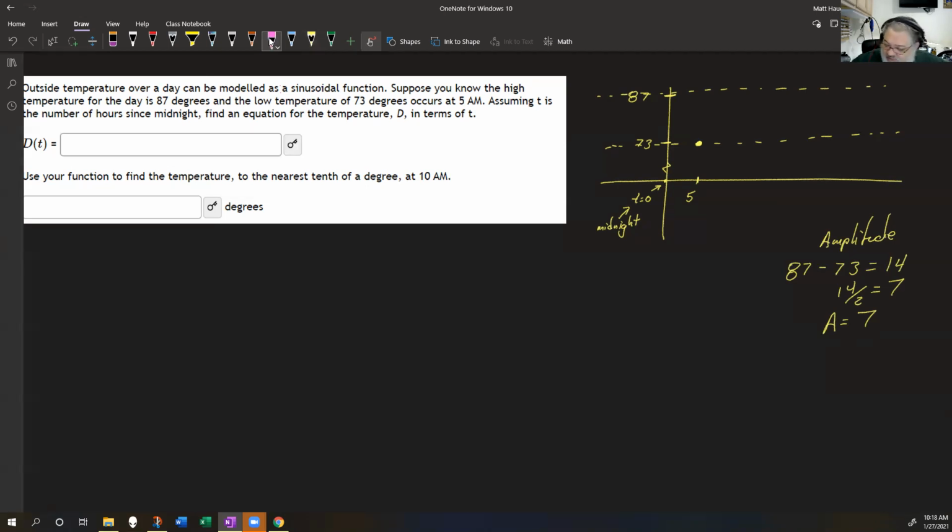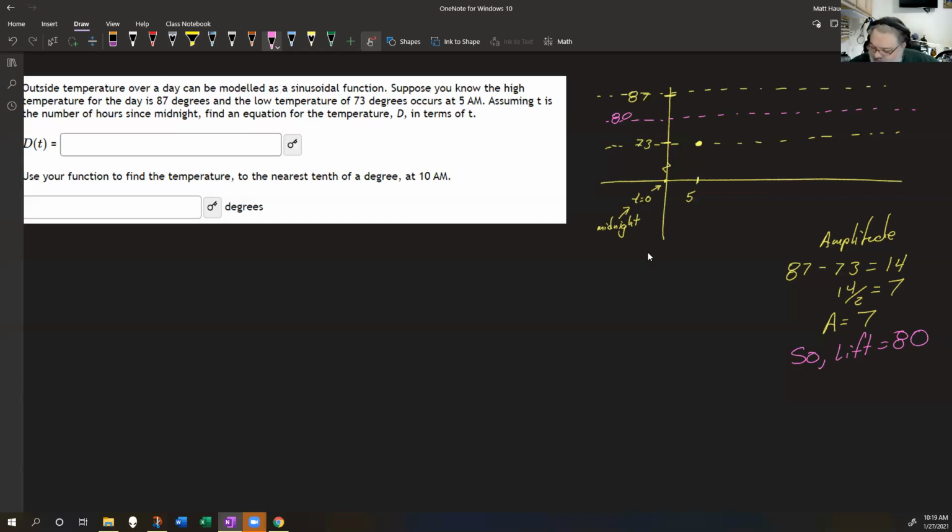So that also tells us where our center line is, because our center line is 7 from each of those. So that means our center line is at 80. So our lift has to be 80. Well, that's 2 of our values. We're halfway there.